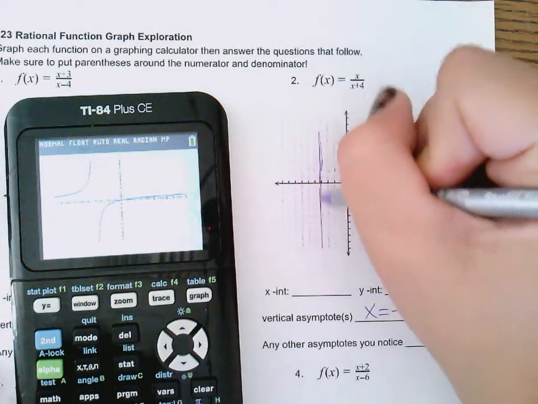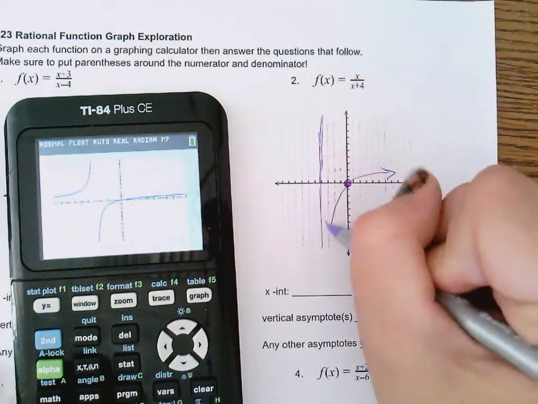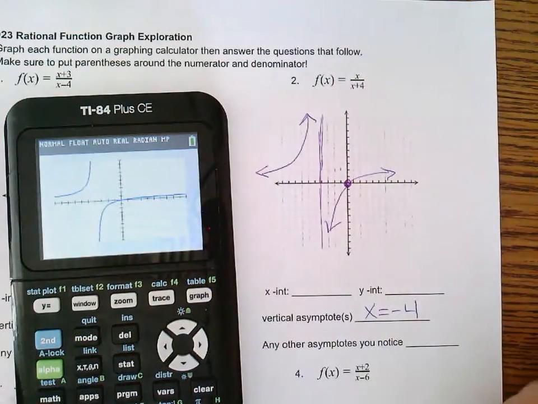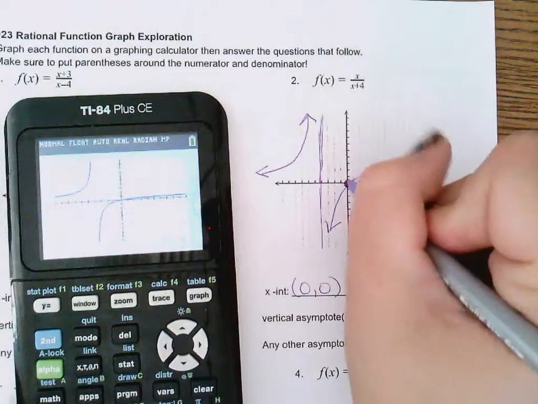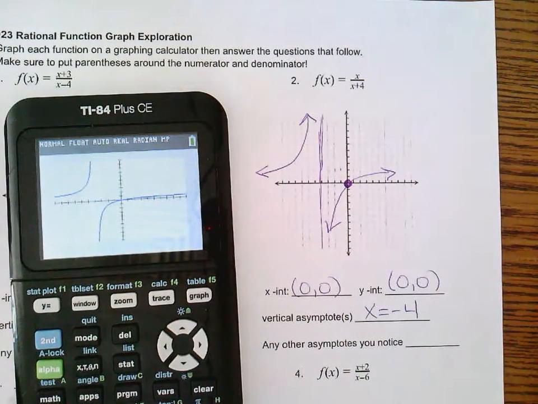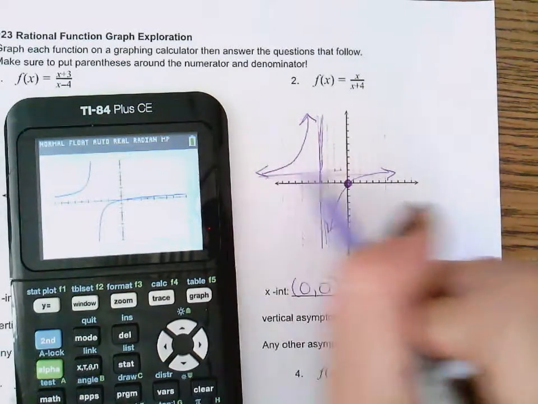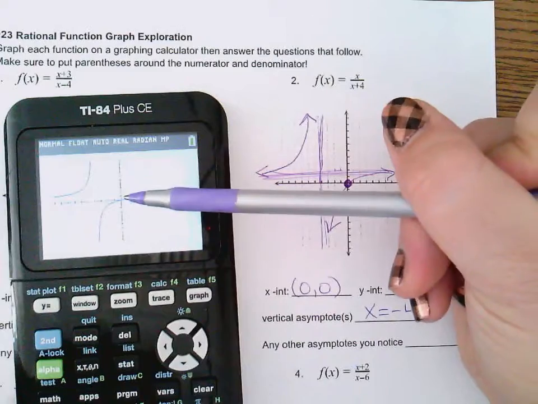So if I have a vertical asymptote at negative 4, and my graph's kind of coming up like this, and then the other part of the graph's over here, my x-intercept and y-intercept are both at 0, 0, right? Because that's the same. And we said negative 4 for a vertical asymptote. It's kind of hard for me to tell what the graph is approaching here, but maybe it's at y equals 1.